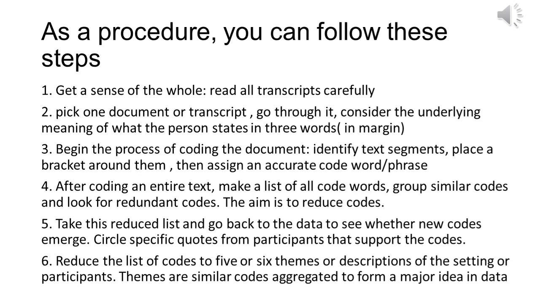Circle specific quotes from participants that support the codes. Then, step 6, reduce the list of codes to 5 or 6 themes or descriptions of the setting or participants. Themes are similar codes aggregated to form a major idea in data. So this is just roughly a procedure that is followed. It's not the model, it's not the unique one, but this is roughly what some researchers do.